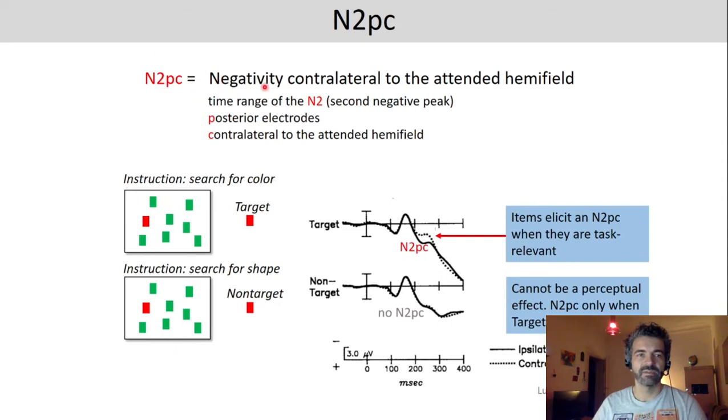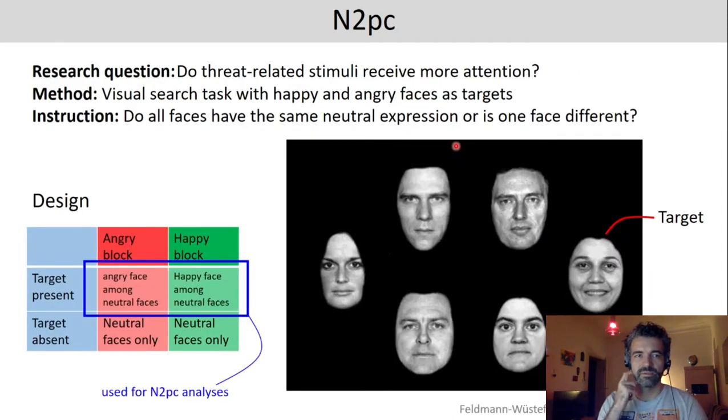N2pc, by the way, stands for a negativity in the time range of the N2, the second negative peak, and it's called P because it's most prominent at posterior electrodes, and C stands for contralateral because it's contralateral to the attended hemifield. So how can this N2pc be used to measure attention deployment? I would like to give you an example from my own research.